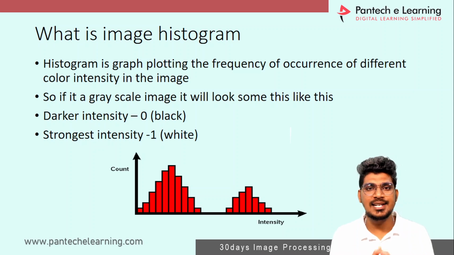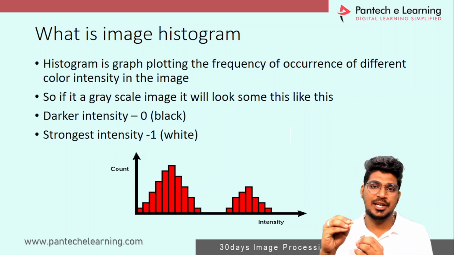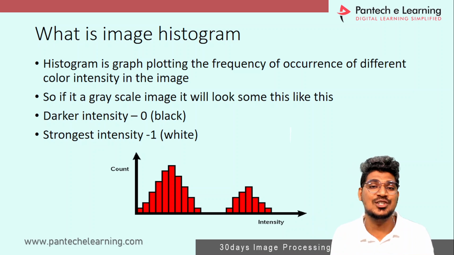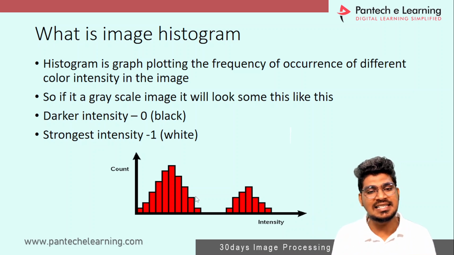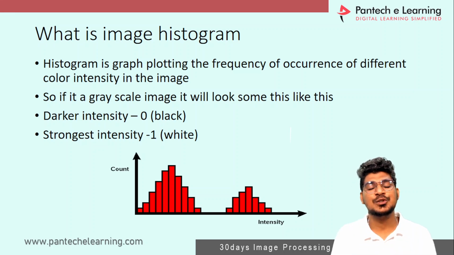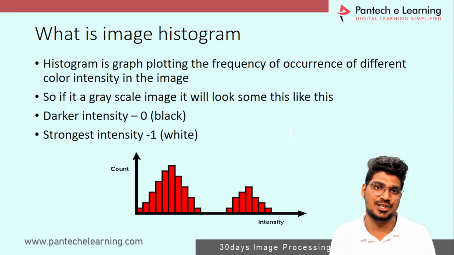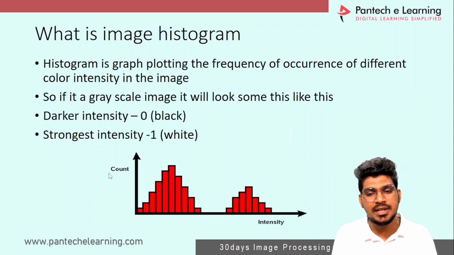In general, the histogram is nothing but a frequency distribution. Here, a histogram is a graph plotting the frequency of occurrence of the different color intensities in the image. That means, see this particular plotting. It is plotting the distribution of the pixel intensity. It is the counting of the intensities of one particular image.